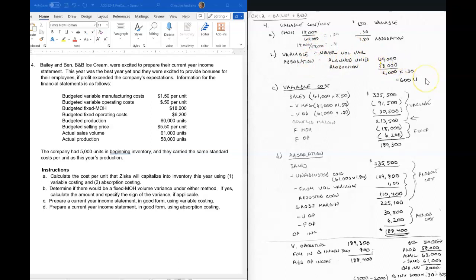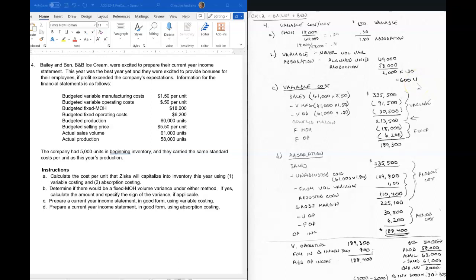So we planned on 60,000 units. That's what this plan is right here. That's what we budgeted, 60,000. Our actual production was 58,000 units. So we didn't get as much through with our fixed overhead that we planned on. We're 2,000 units short, which means we didn't utilize that fixed overhead as much as we thought we would. So 2,000 units at 30 cents a piece, that's $600, and that would be an unfavorable variance.